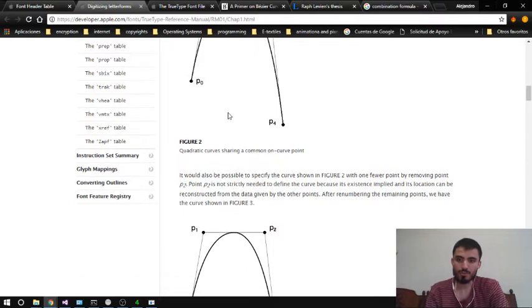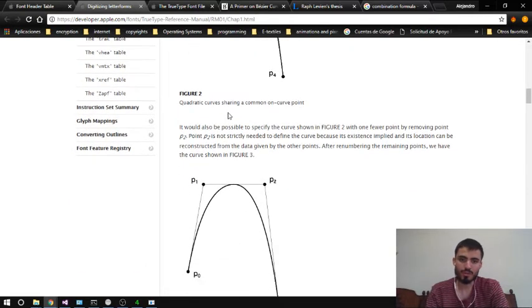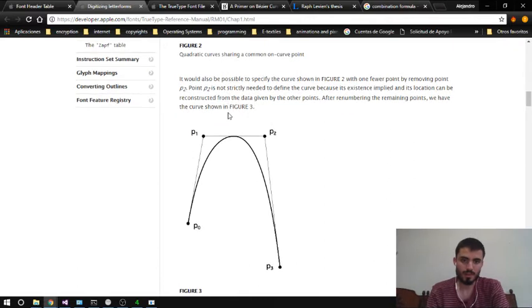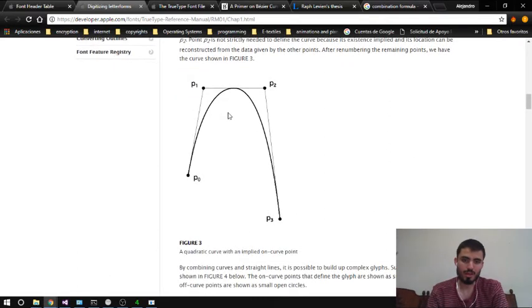We want fewer points by removing point P2. Point P2 is not strictly needed to define the curve because its existence is implied and its location can be reconstructed from the data given by the other points. After renumbering the remaining points, we have the curve shown in figure 3: P0, P1, P2, and P3. A quadratic curve with an implied on-curve point.